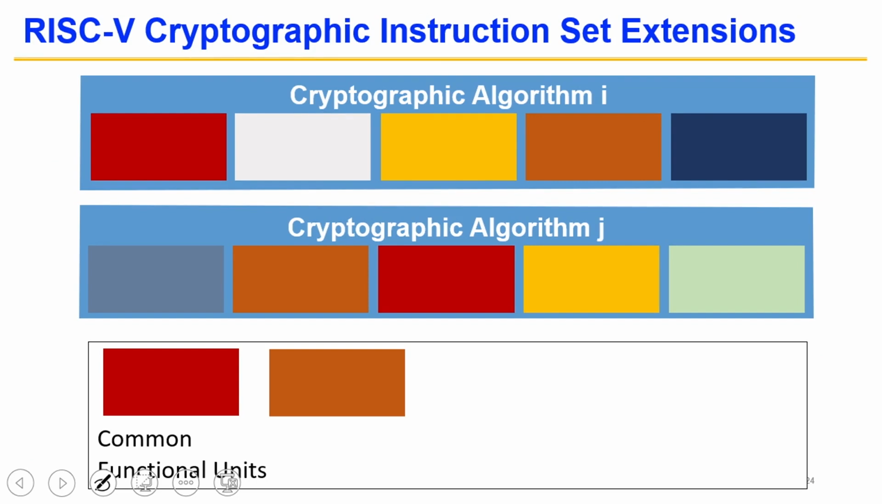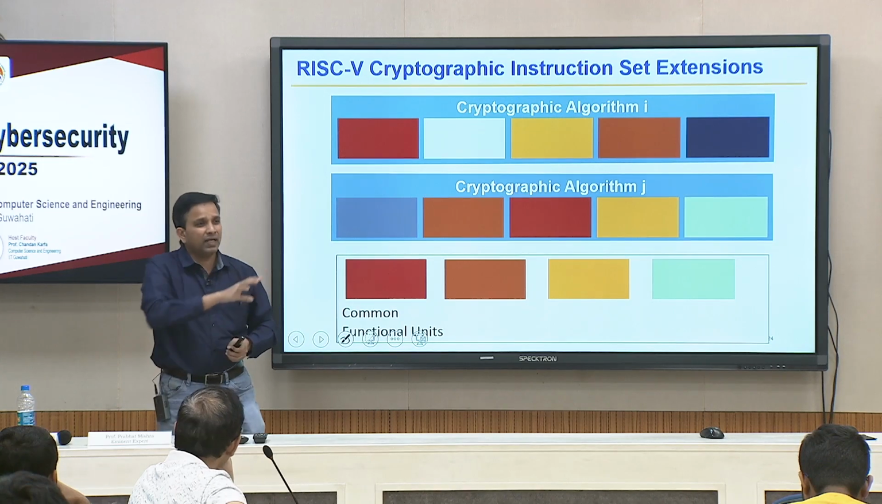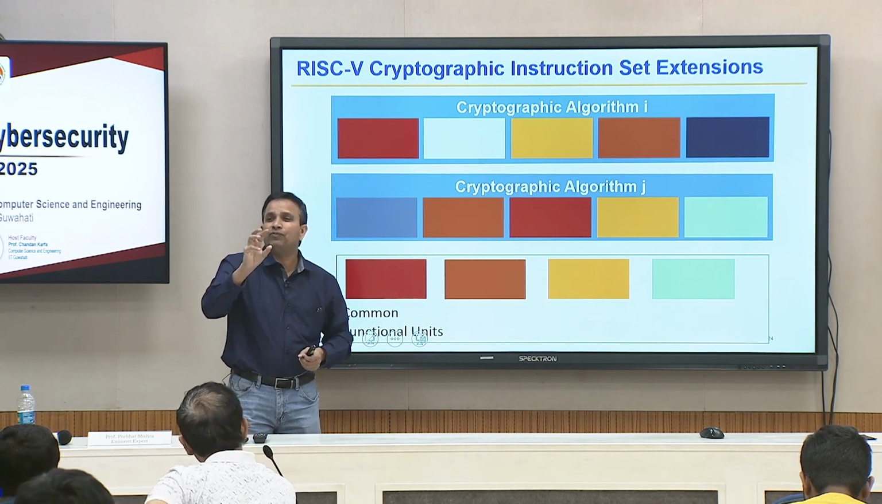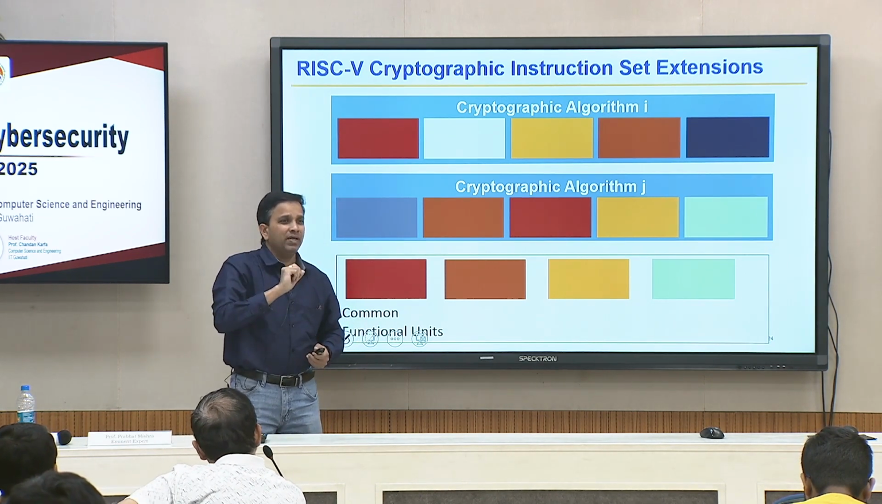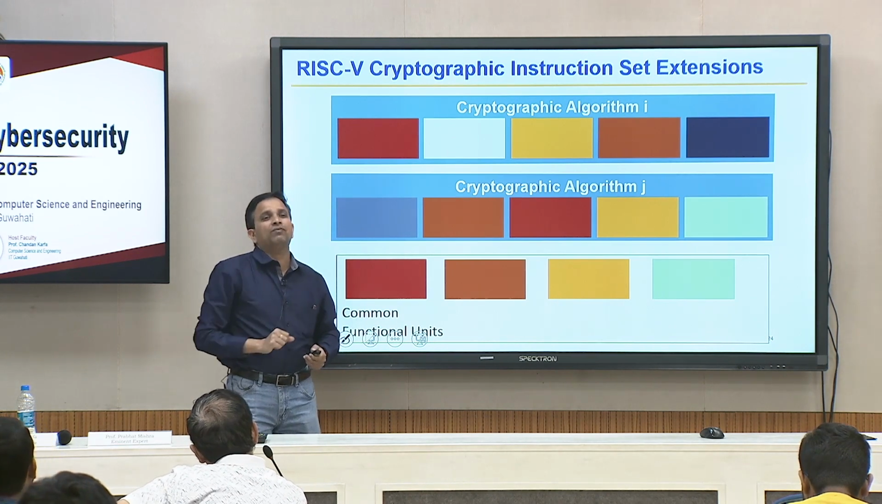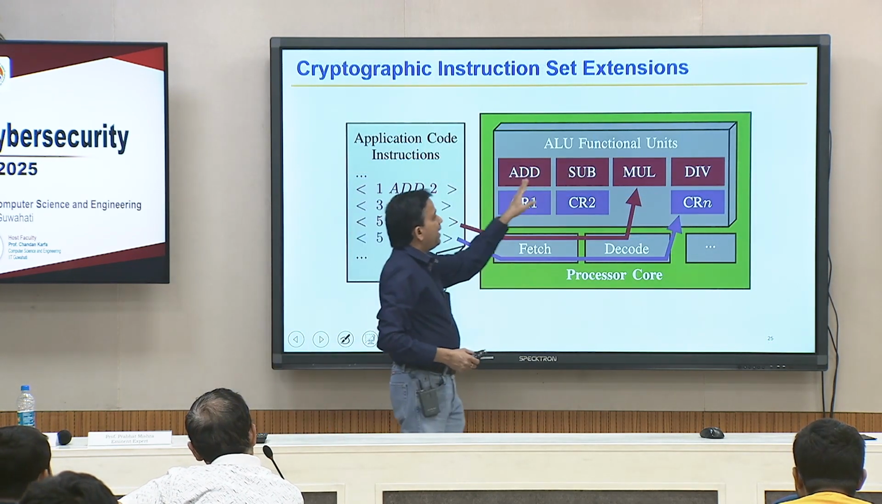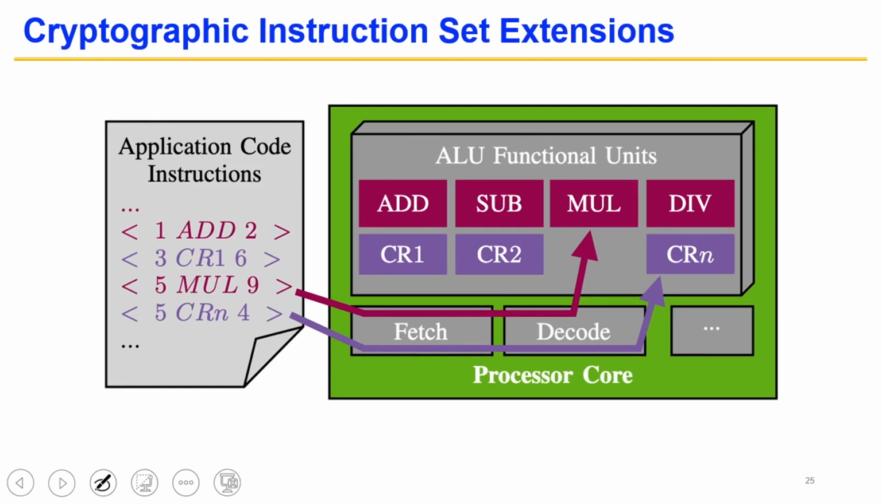This color is the same, this color is the same. So basically these components are the same. What the RISC-V community did was analyze all these cryptographic libraries, figure out which sub-functions are the same, and design an instruction set for that. That basically means, remember, add, subtract, multiply, divide, all these are granular computations.